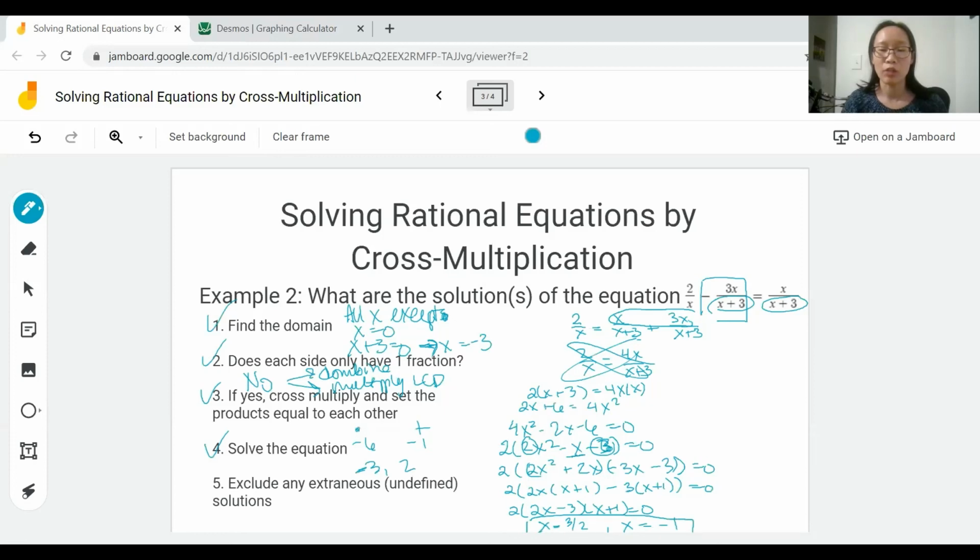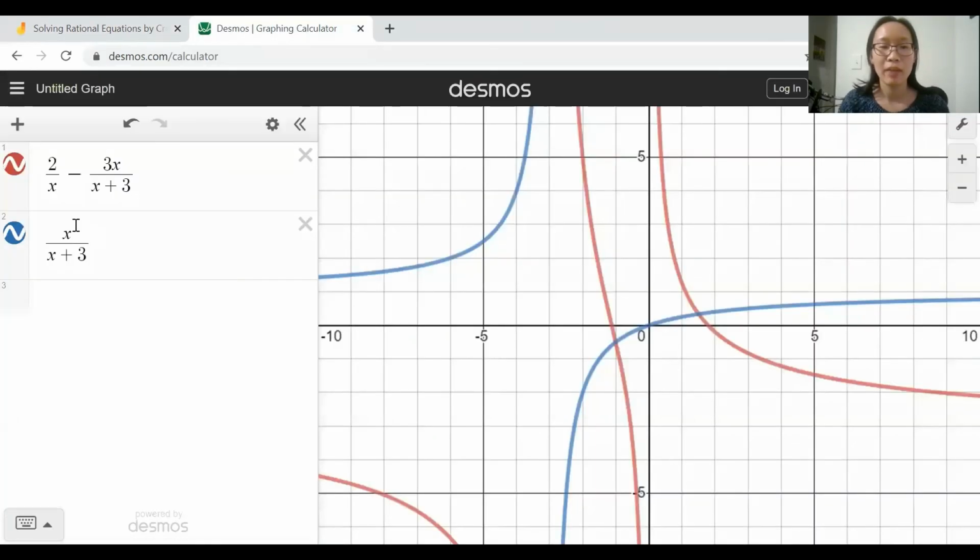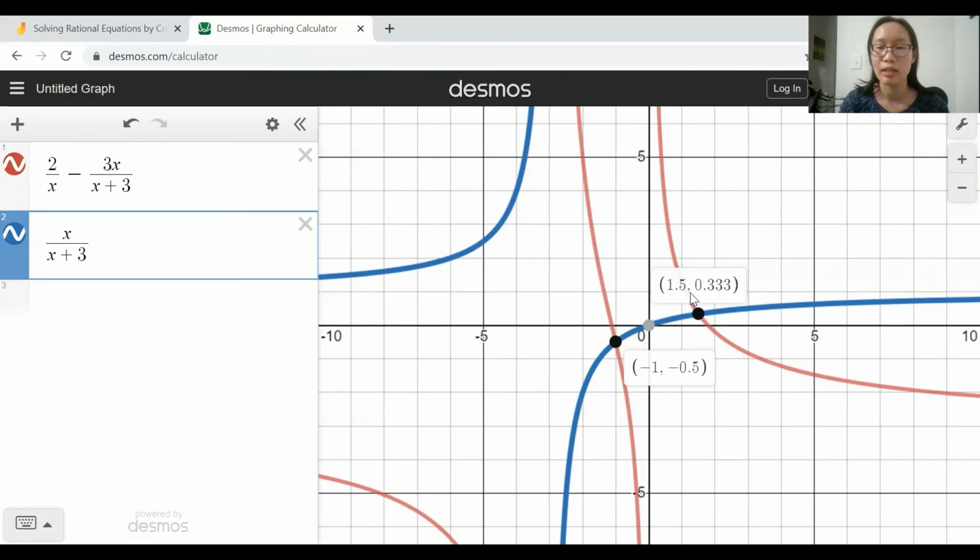Again, we can check this using a graph. Again, I have my left side in red and my right side in blue, and I notice I have 2 points of intersection, one at x is equal to negative 1 and one at x equals 1.5 or 3 halves.